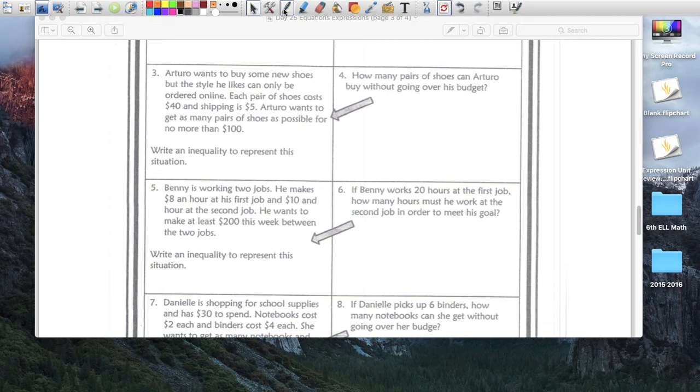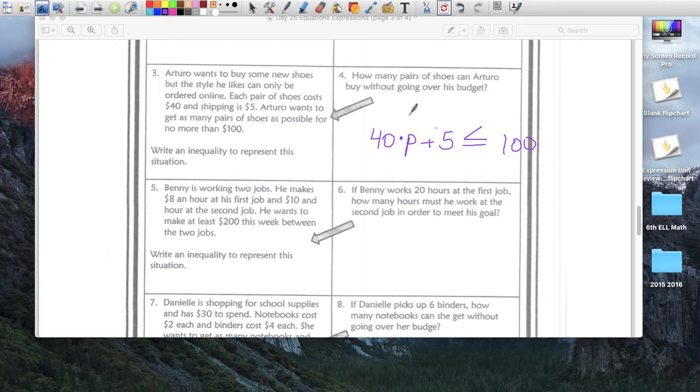So Arturo wants to buy some new shoes. Each pair of shoes costs $40, and I'm writing P for pair. $40 times every pair of shoes, and he has to pay for shipping, which is $5. He wants to get as many pairs as possible and no more than $100. So the relationship has to be less than 100 or even equal to 100.